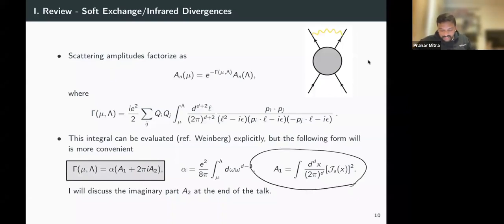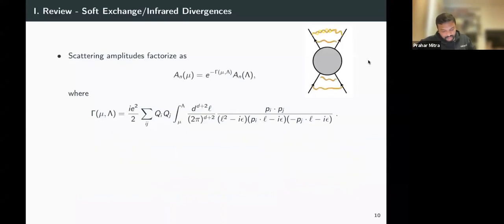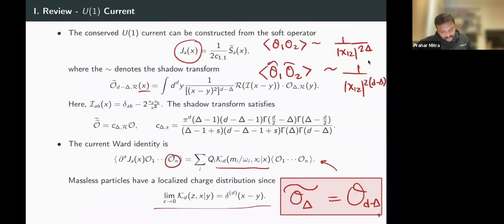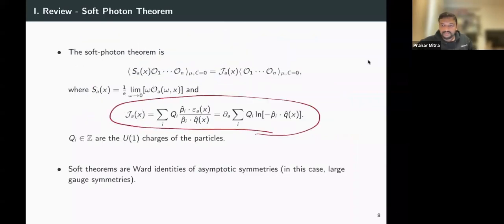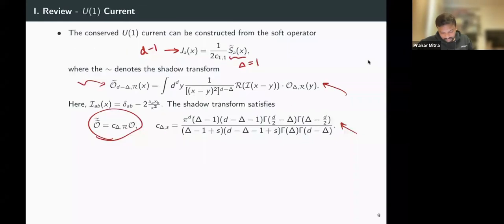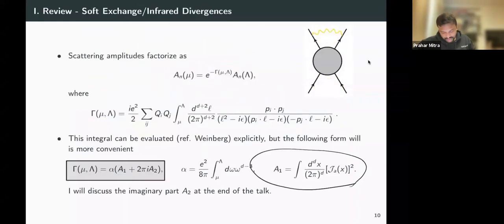This J is the same J that's appearing in the soft theorem over here. It's the same operator, well, same function. So you can actually check, by explicitly performing this integral, that A1 is just equal to the integral of the square of that operator. And this alpha is essentially where all the infrared divergences come from.